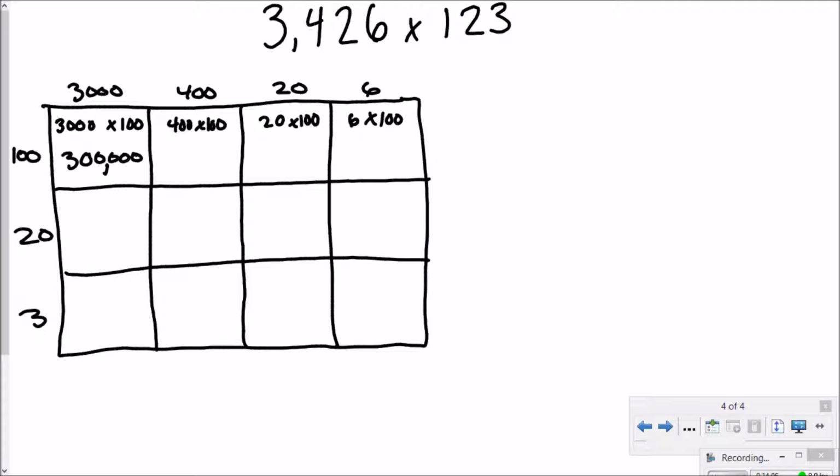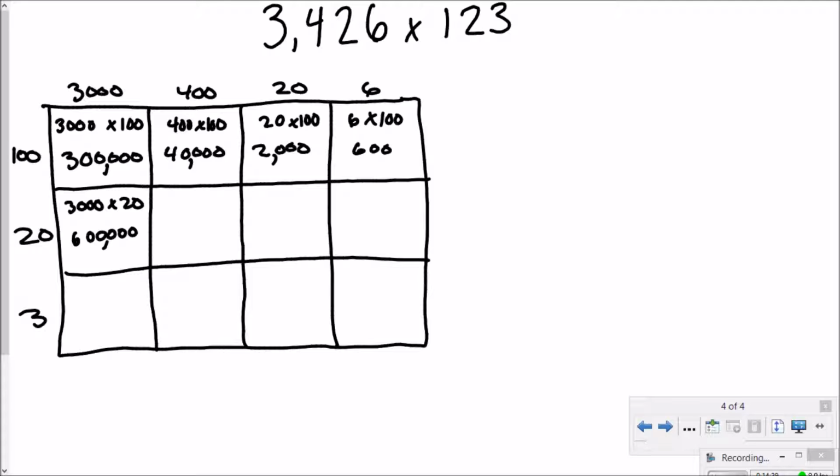giving us 300,000. Second box, we have 400 times 100, so 4. Attach on 4 zeros, we get 40,000. Then we do 20 times 100, which is 2, followed by 3 zeros to get 2,000. And then 6 times 100 is 600. Second row, we're going to do 3,000 times 20. 3 times 2 is 6. Attach on the 5 zeros, get 600,000.